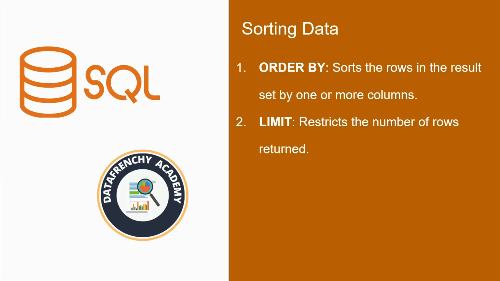In this video, we'll be learning how to sort data using SQL. First up, we have ORDER BY, which sorts the rows in the result set by one or more columns. And we also have LIMIT, which restricts the number of rows returned. Okay, looks like we got a good one in store for us. Let's get right on into it.